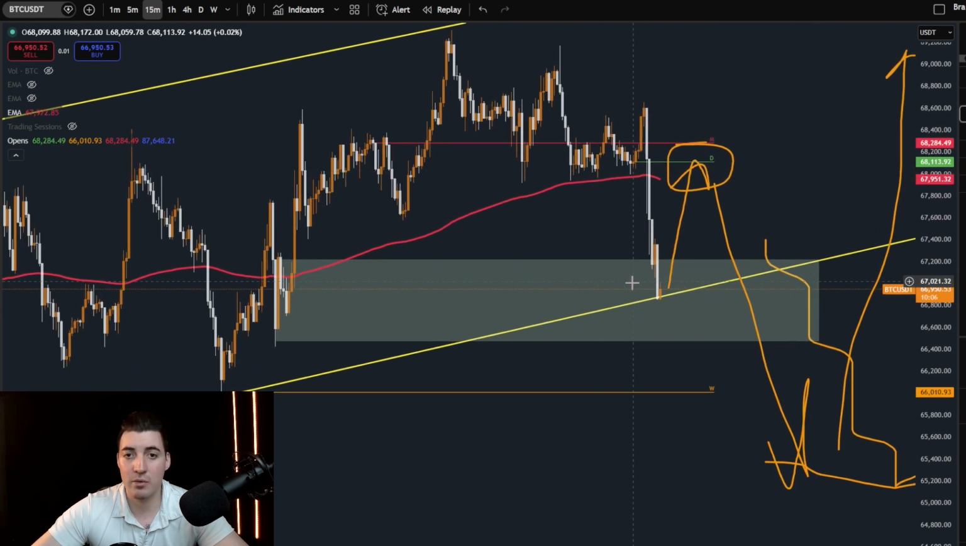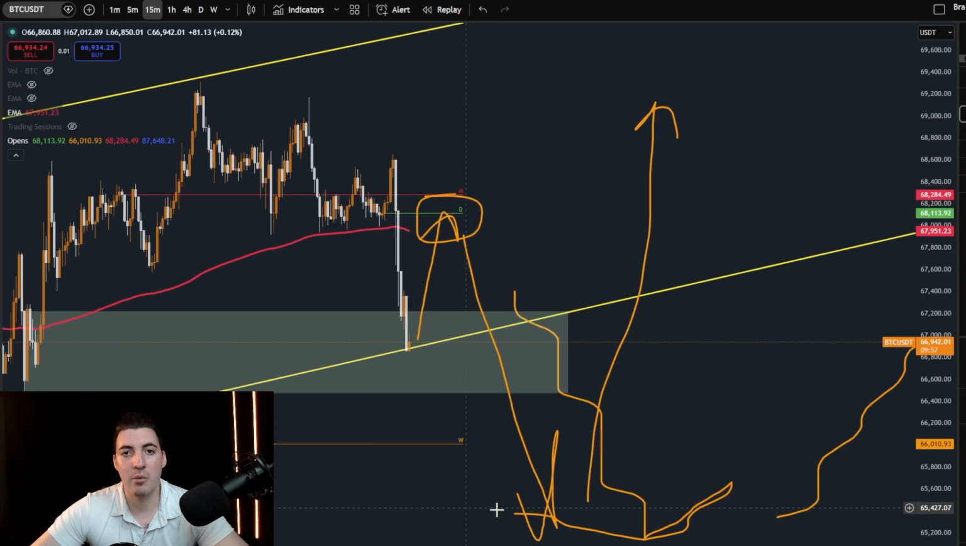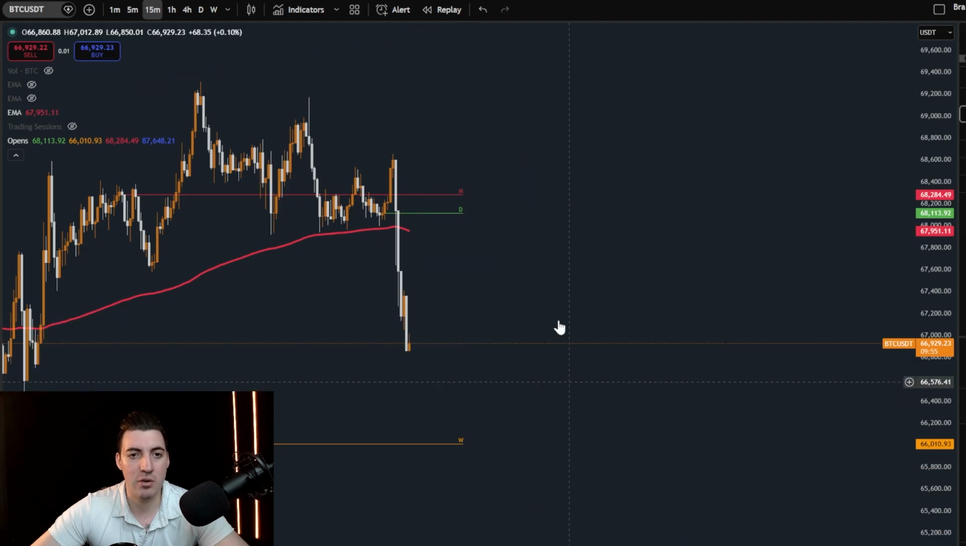I'll be starting to look for a long position, but it will be a very, very shallow long position before then looking for a deeper pullback. So that'll be a short position, and then I will consider going into a much longer position later on.